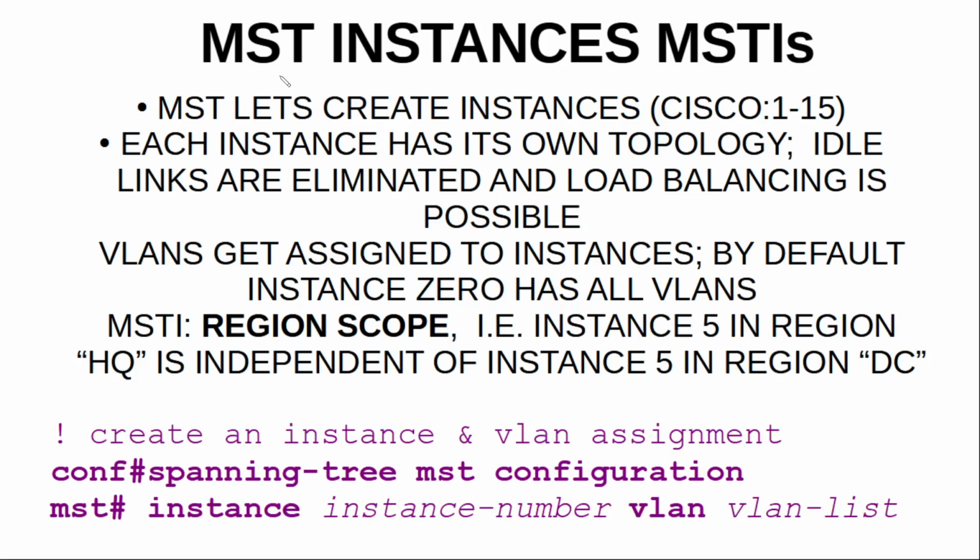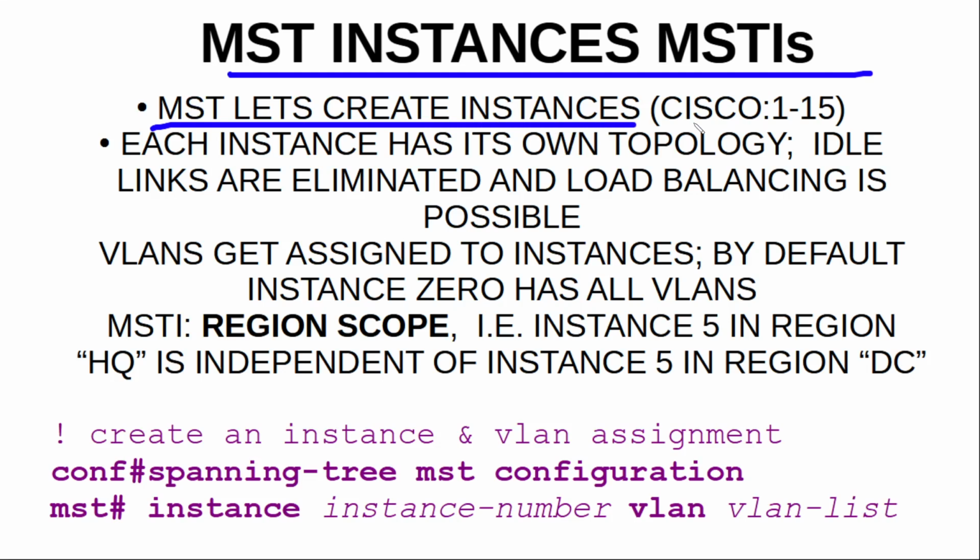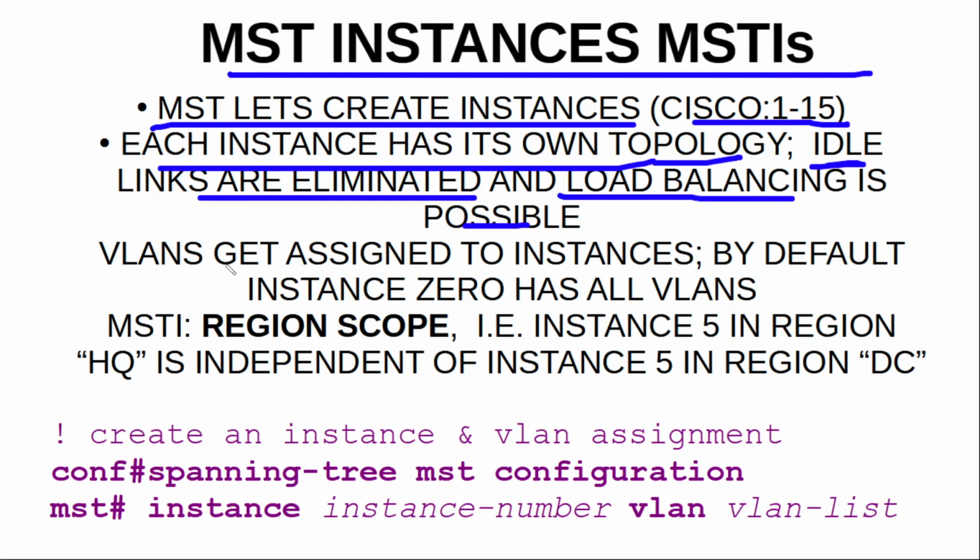So let's just summarize what we talked about regarding MSTIs. Multiple spanning tree protocol lets you create instances. Some Cisco switches only let you create 1 to 15, but this changes depending on your switch capabilities. Each instance has its own topology. Idle links are eliminated, and load balancing is possible. VLANs get assigned to instances. By default, instance 0 has all VLANs, and remember that MSTIs are scoped by region.